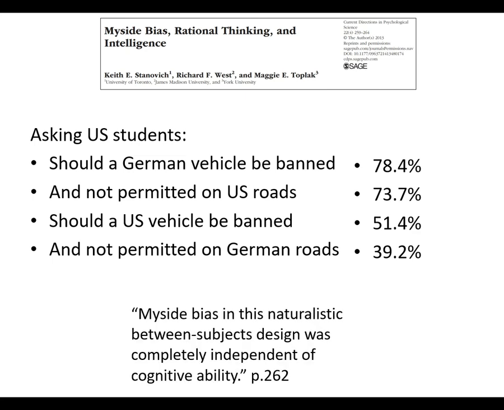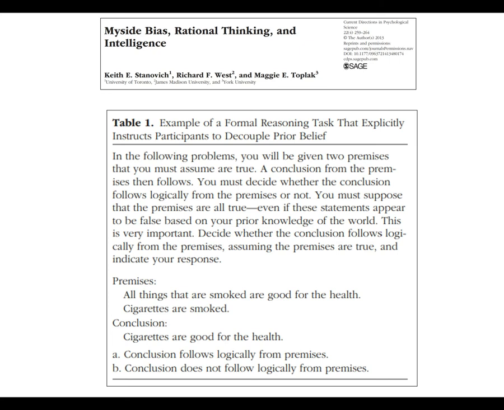And Stanovich, West, and Toplak note that my-side bias in this naturalistic between-subjects design was completely independent of cognitive ability. Intelligence or IQ is not going to help you be more objective on this question. Not if you're not applying specific thinking tools for the task. But what about strictly logical tasks?